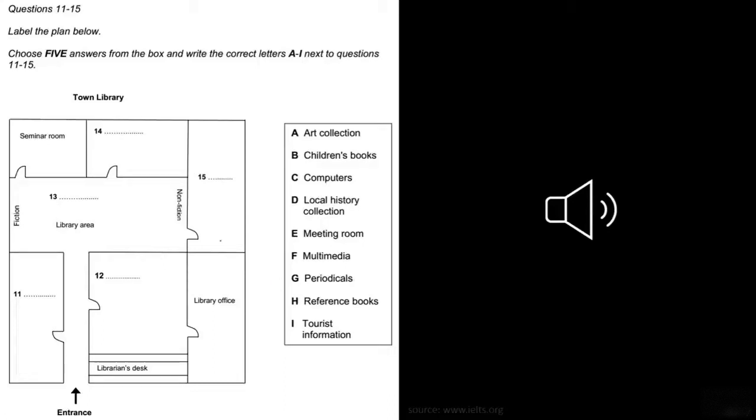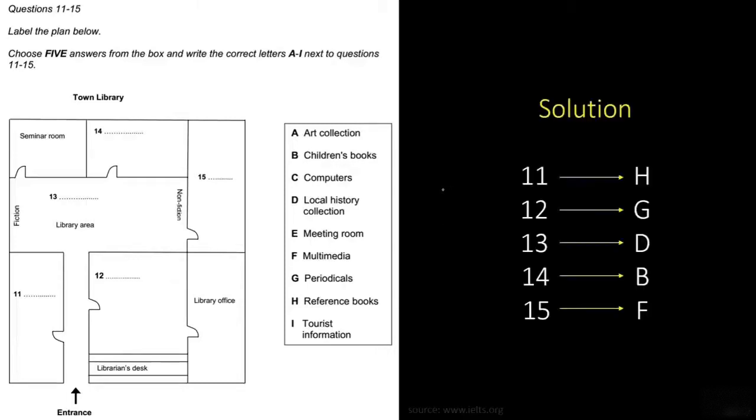Alright, so we are back here. Let's see the answers. I hope you're ready with your book and your answers after listening to the audio. So the answer for the first one, which is 11th, is H. Well, pretty far from what we guessed. Reference book. For 12th, we have G, which is periodicals. 13th is D, which is local history collection.